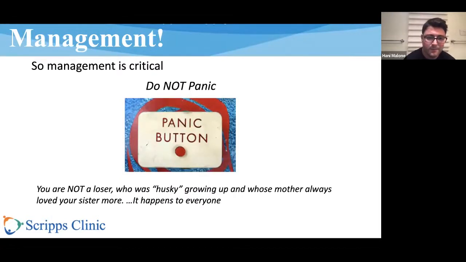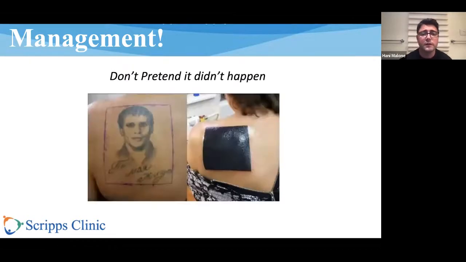So I think, importantly, especially for the fellows, this is kind of written for you guys, but don't panic. You're not a loser who was husky growing up and whose mother always loved their sister more than you. It happens to everyone. And you can't pretend it didn't happen, like this tattoo that turned into a big black square. You kind of just have to deal with it.